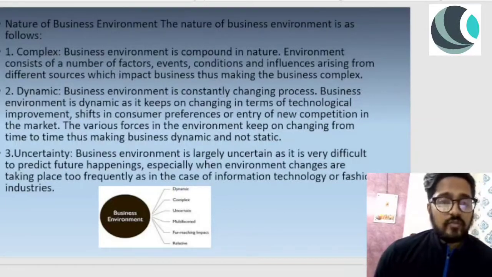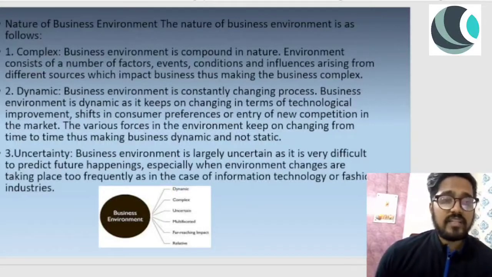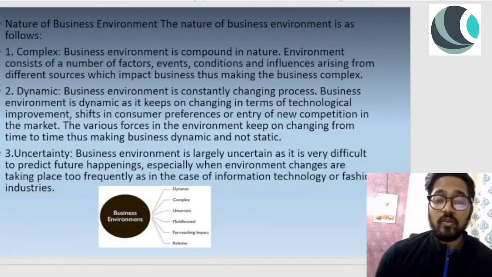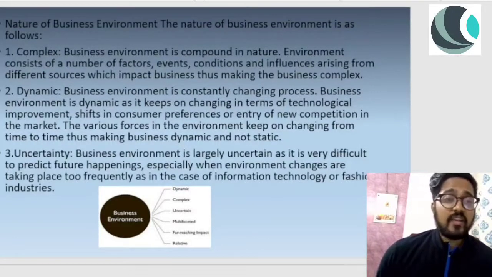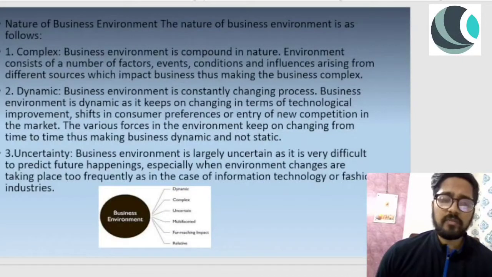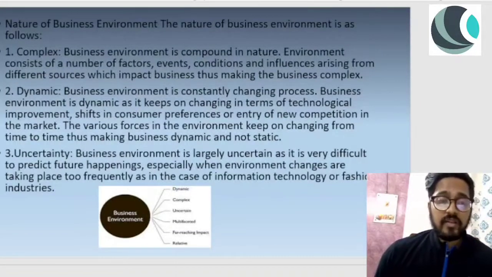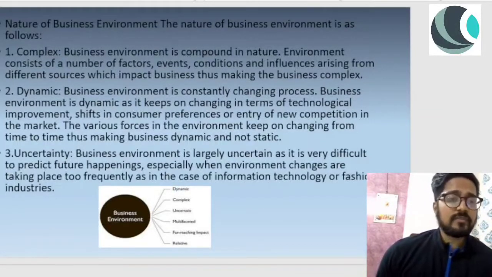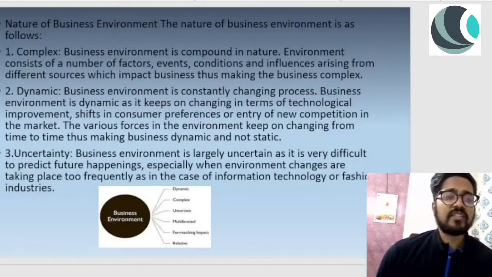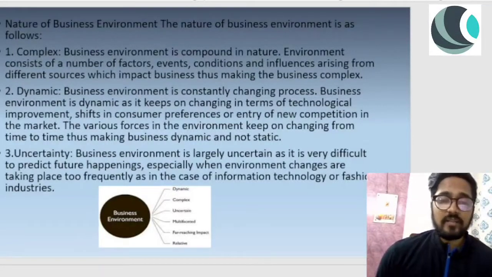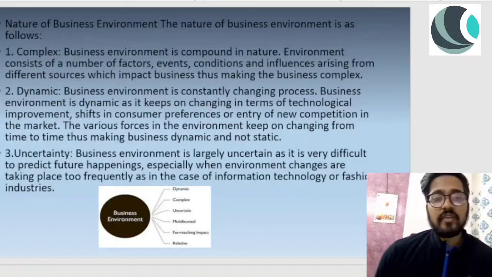So I'll just read it out for you guys. Business environment is dynamic as it keeps on changing in terms of technological improvement, shift in consumer preferences, or entry of new competition in the market. So initially, let's say there were only a few businesses involved in a particular category, but now, due to many more industries coming up, it is a dynamic competition now. All right. So next up, we talked about the nature, that is business environment is dynamic. We have covered the complex part, we have covered the dynamic part.